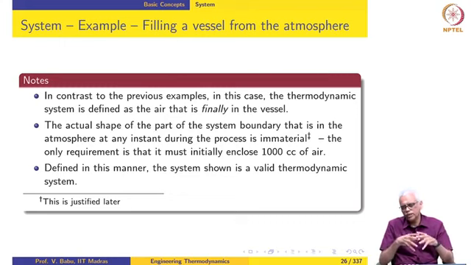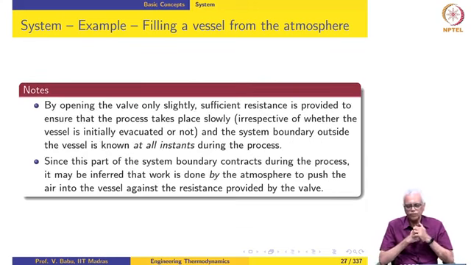Notice that work is required to be done to push the air because of the resistance provided by the valve. If the valve is fully open, then there is no resistance and presumably no work interaction, the air will just rush inside. Now we need to do work to push the air inside because we are demanding that it should be a slow process, and the partially open valve provides that resistance. So by opening the valve only slightly, we provide the required resistance to ensure that the process takes place slowly.